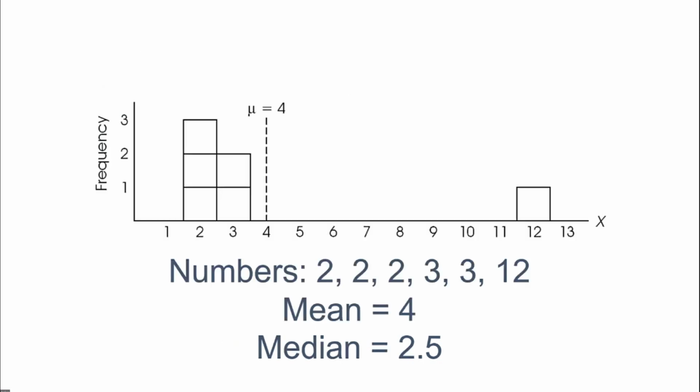So here's another example. Let's say we have this set of numbers: 2, 2, 2, 3, 3, 12. The mean is 4, but our median stays right here at 2.5. So our median doesn't get pulled towards that extreme value as much.